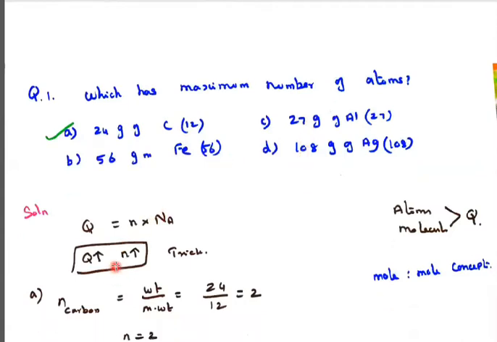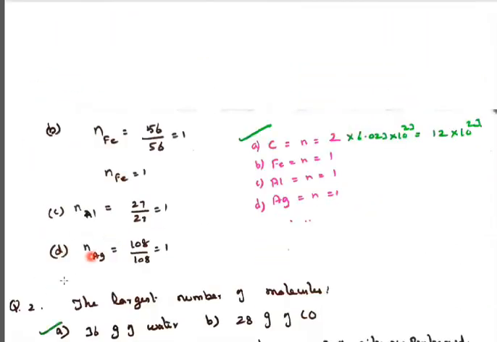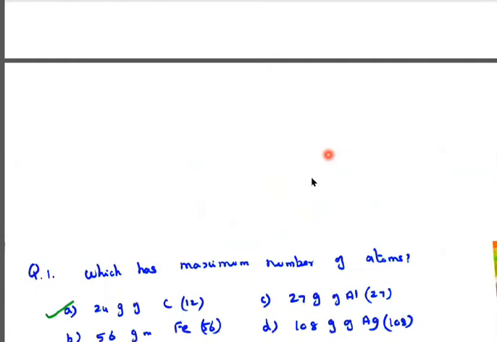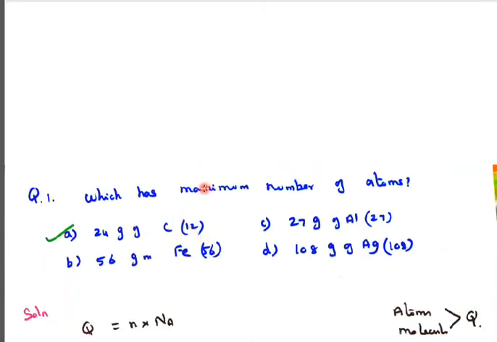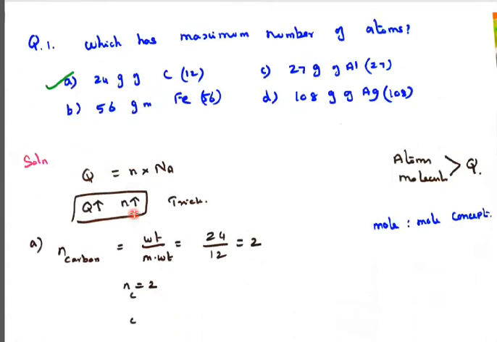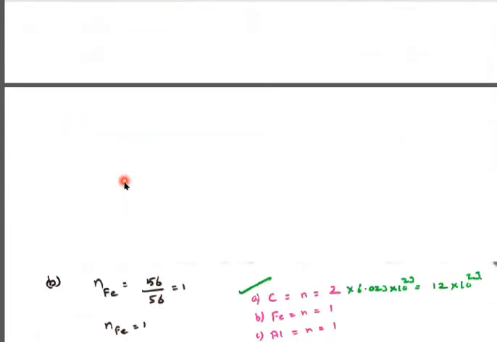Already I told you the simple trick: if the number of moles increases, the quantity also increases. So this is the way of calculating the number of moles. Here the number of moles is 2 for carbon, and iron is 1, aluminium is 1, silver is 1. So the maximum number of atoms is present only in carbon. That is the easiest method to find the number of atoms, molecules, ions or particles.